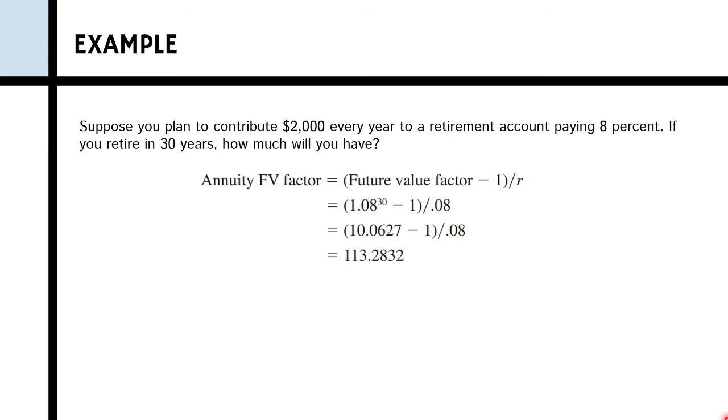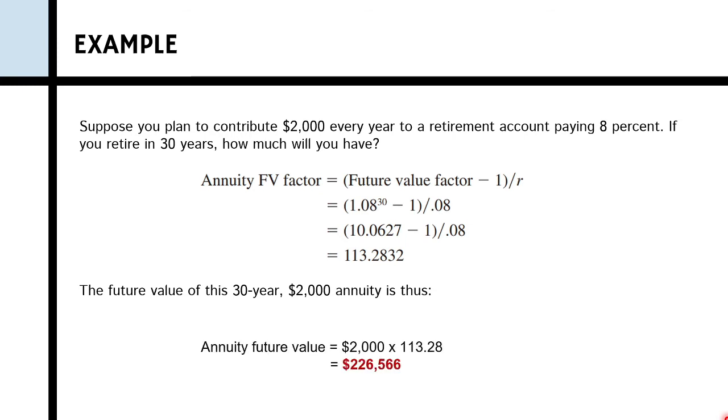So the quantity 10.0627 minus 1 all over 0.08, and we will get 113.2832. So to compute for FV, this 30-year $2,000 annuity: annuity future value is equal to $2,000 times 113.28, and we will get a total of $226,566.